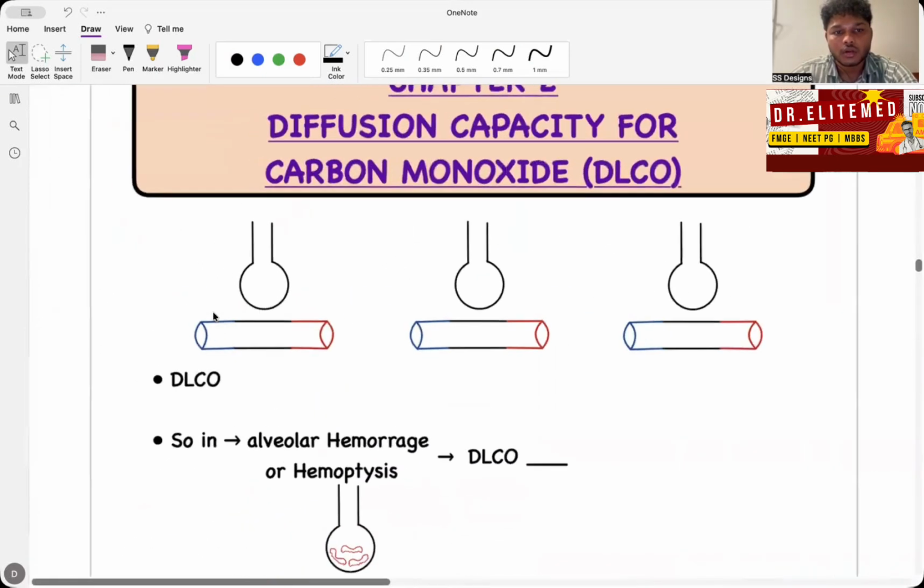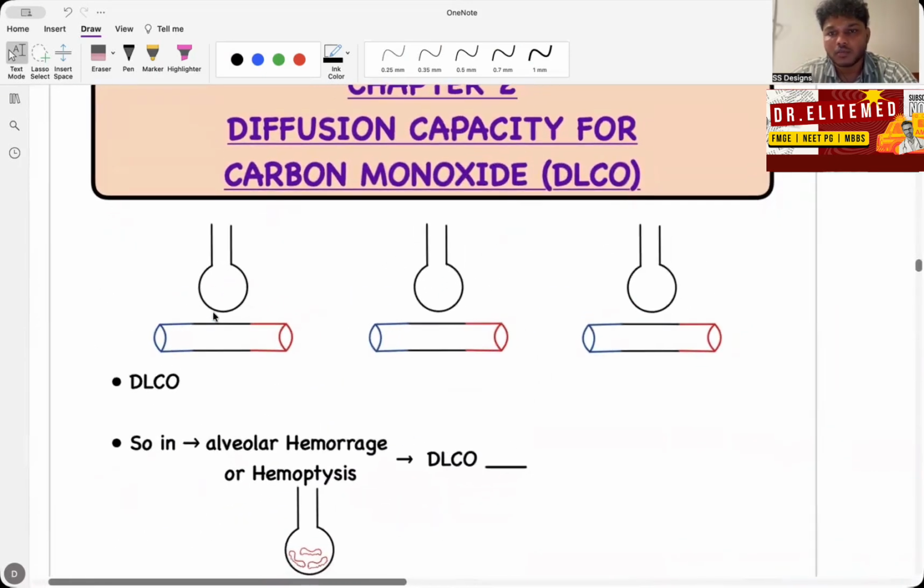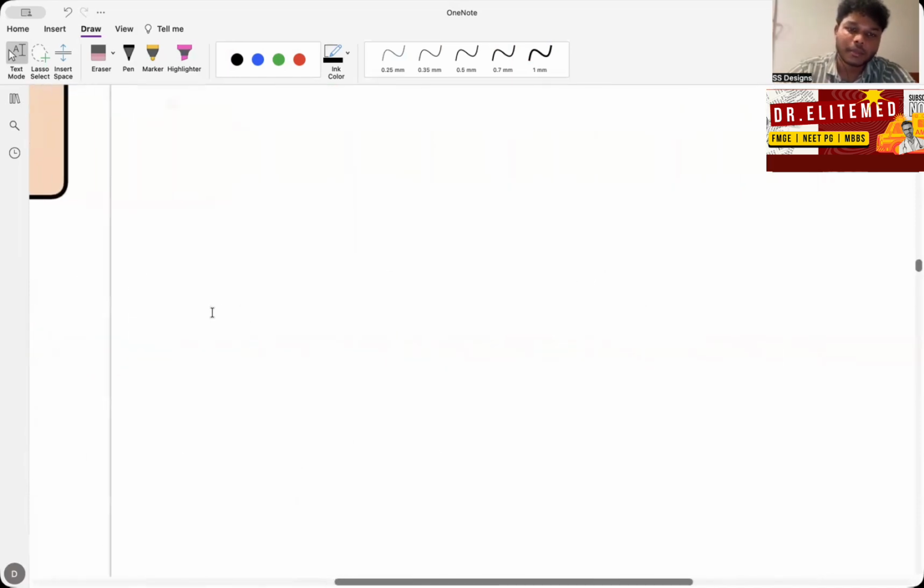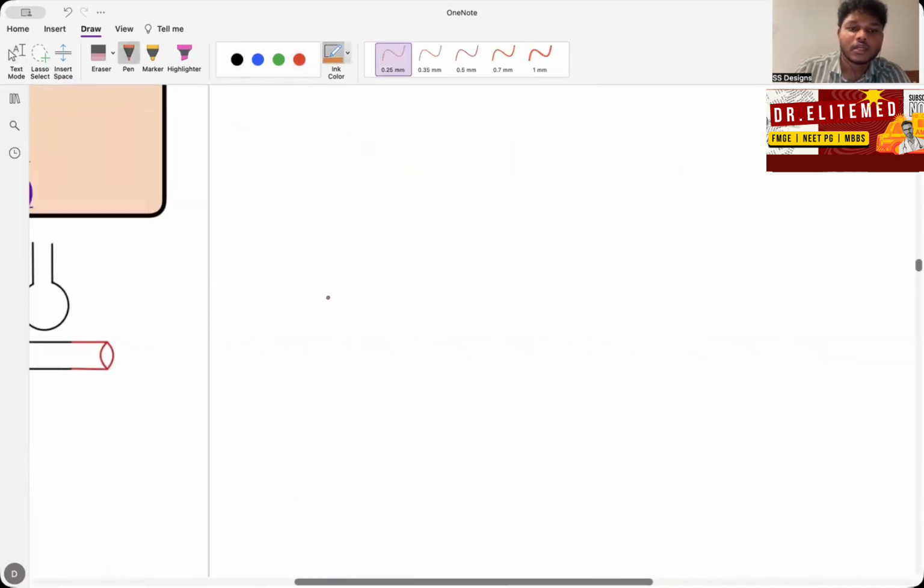Diffusion capacity for carbon monoxide, the DLCO test. In this test, we are comparing the ability, the affinity to attach. Let's say this is an RBC, and there is carbon monoxide. The affinity of carbon monoxide to RBC is higher when compared to O2. O2 is going to be very low when we compare it.